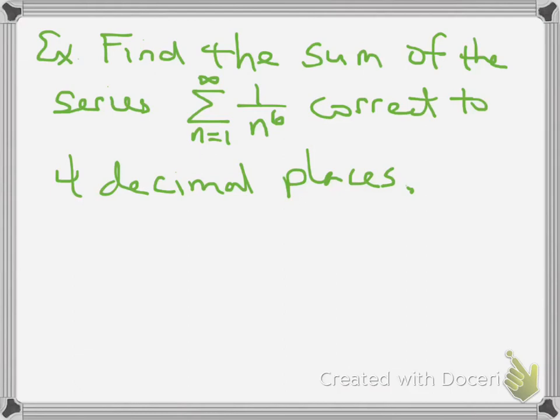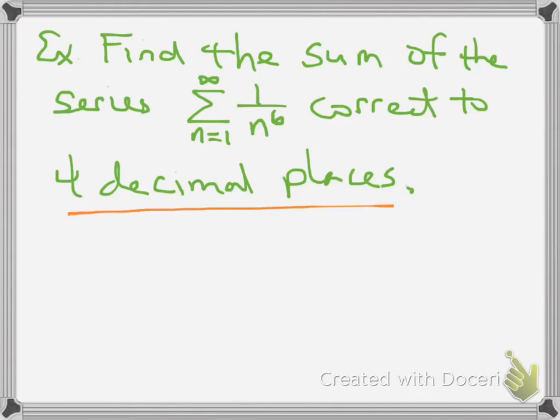Okay, so here's another example. We need to find the sum of the series, the sum from n equals 1 to infinity of 1 over n to the 6, correct to 4 decimal places. So what do we mean by this correct to 4 decimal places part? That's what we have to understand first before we can start working this out.